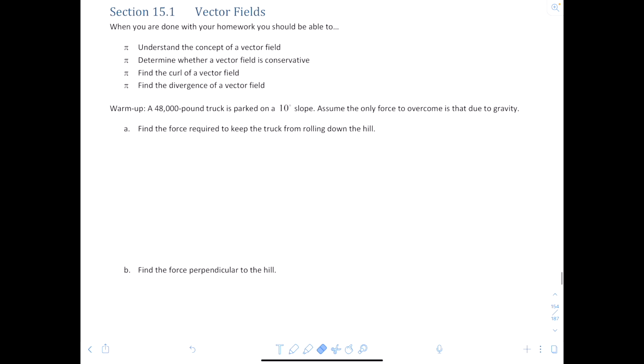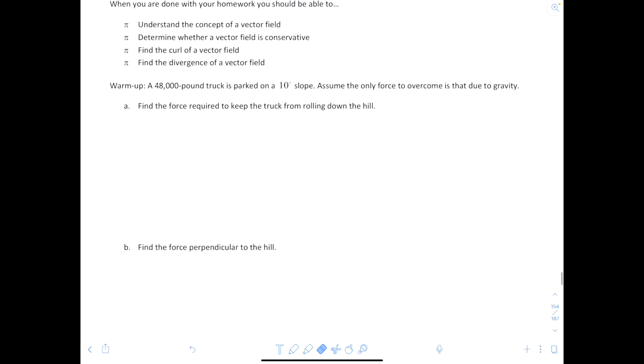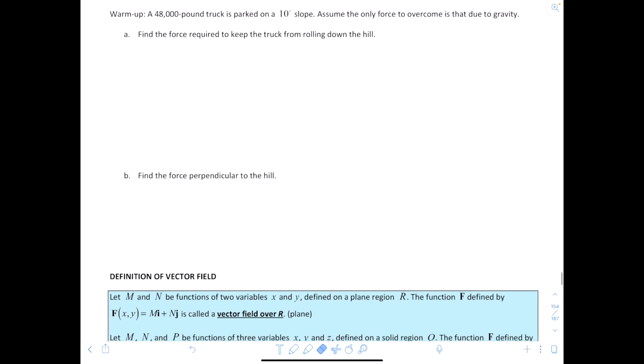So let's warm it up by looking at this problem. A 48,000-pound truck is parked on a 10-degree slope. Assume the only force to overcome is that due to gravity. We want to first find the force required to keep the truck from rolling down the hill, and then find the force perpendicular to the hill. I think this was somewhere in chapter 11, but if you want to look back, or if you remember that, that's cool. Otherwise, you can work it with me.